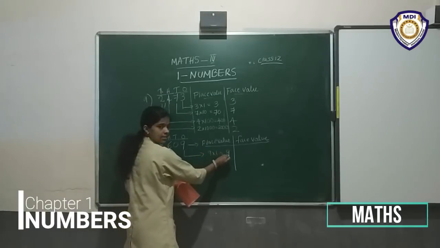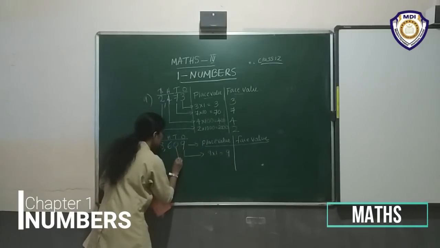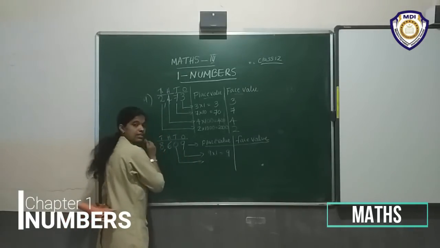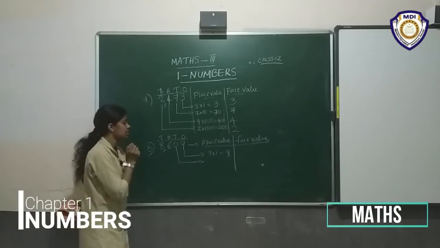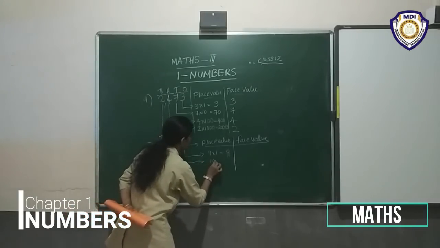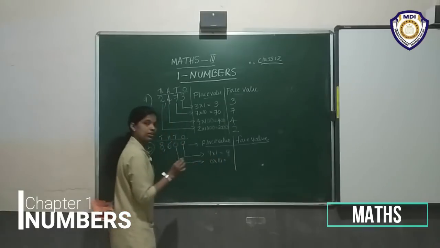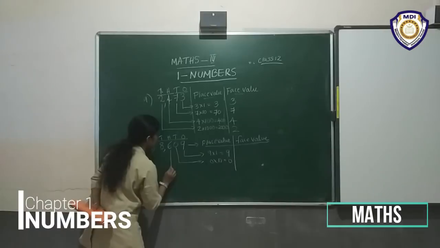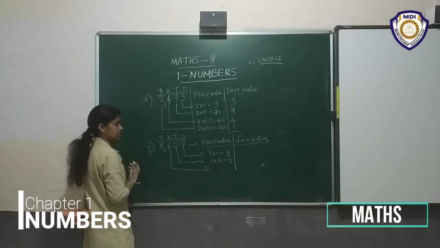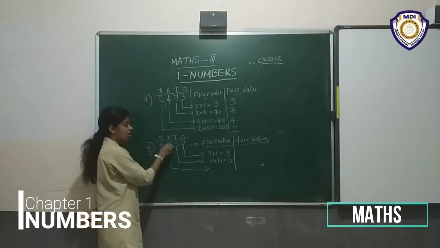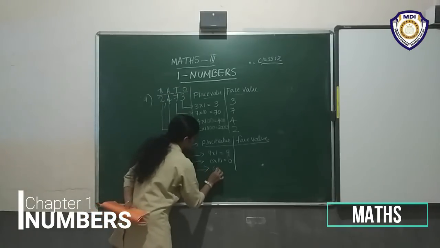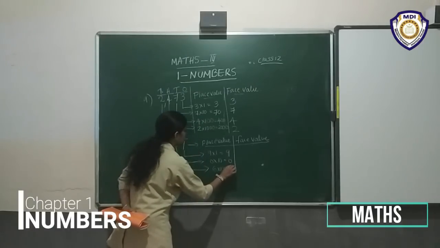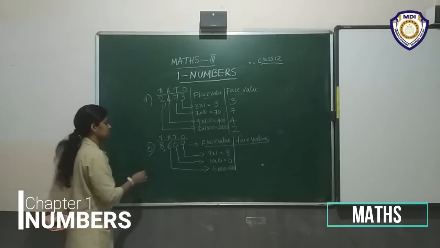Then 0 is in the tens place. 0 into 10, 0. Then 6 is in the hundreds place. 6 into 100, 600.